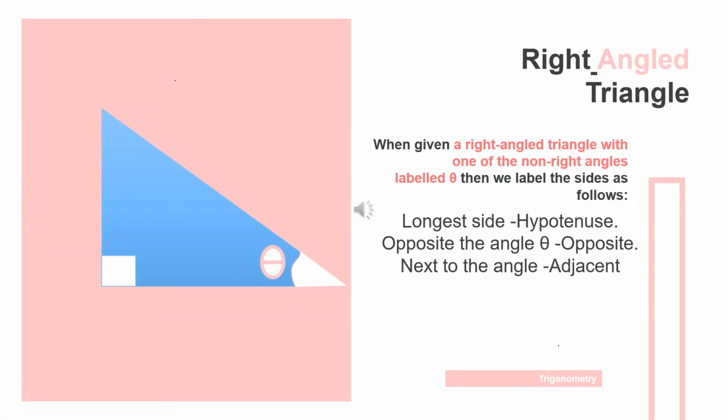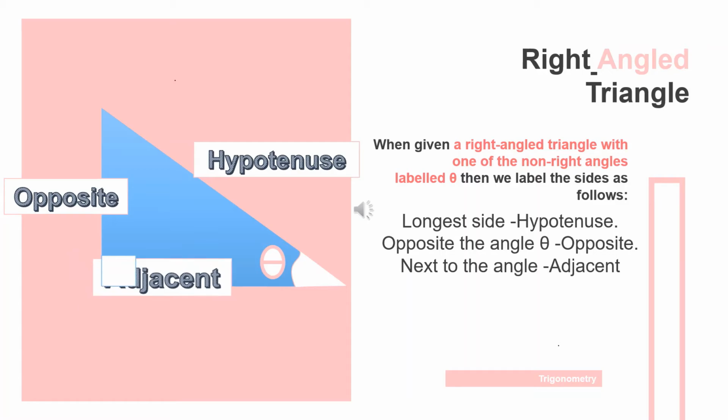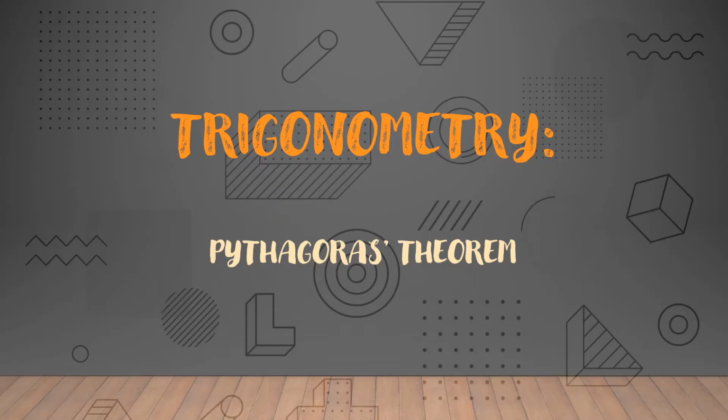Okay, now we will proceed to right angle triangle. When we are given a right angle triangle like this, with one of the non-right angles labeled theta, then we have to label the sides as follows. The longest side is called hypotenuse, the side opposite to the angle is opposite, and the side next to the angle is adjacent.